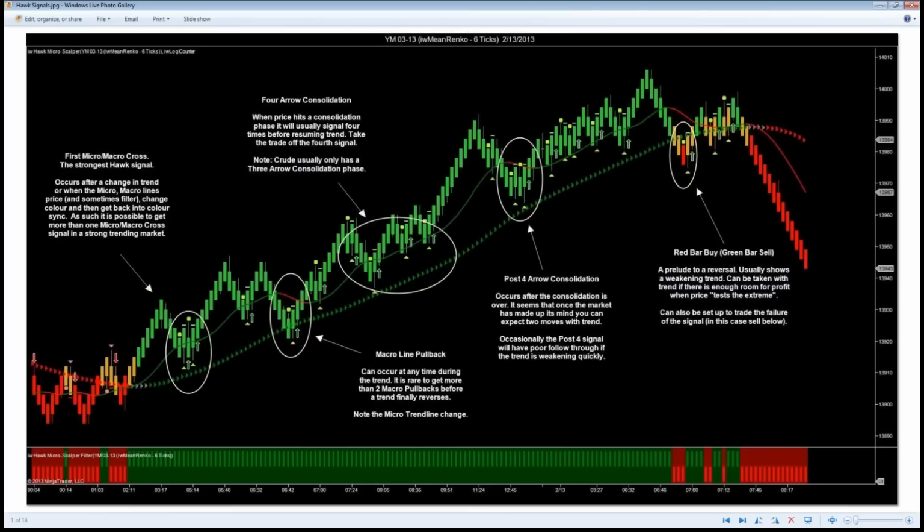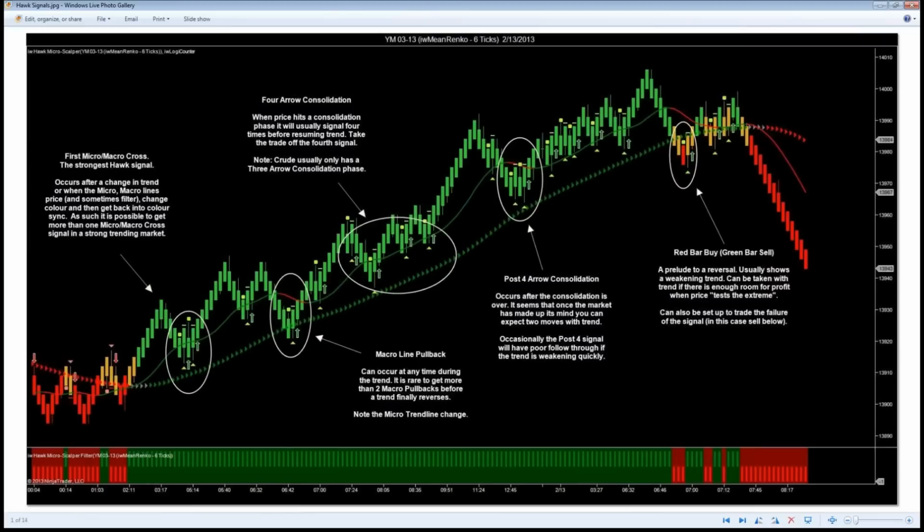And this will be true for the DAX, or for the Hawk, pardon me. It will be true for the Falcon, the Eagle, and the Raptor. These are the high probability signals on the Hawk. We tend to focus only on these 5 as our highest probability setups, one of them being the first micro-macro cross. Notice after the first micro-macro cross, I had another signal right here, which I did not take. Rather, I would wait for the macro pullback signal because it is a higher probability signal.